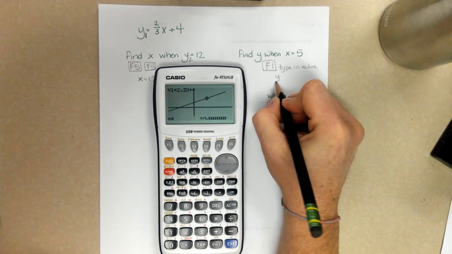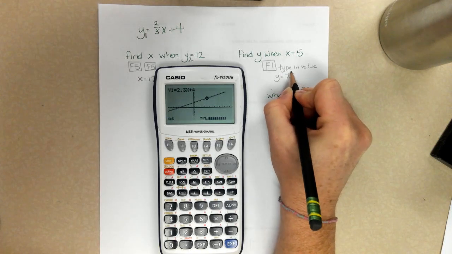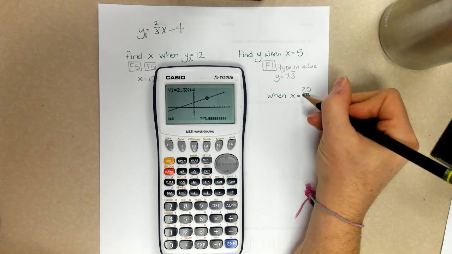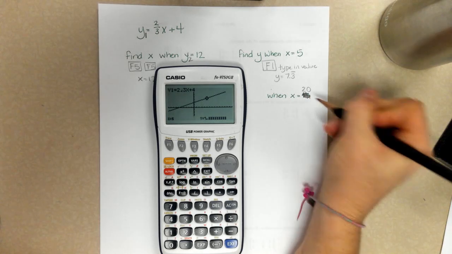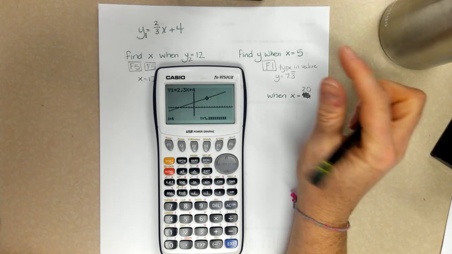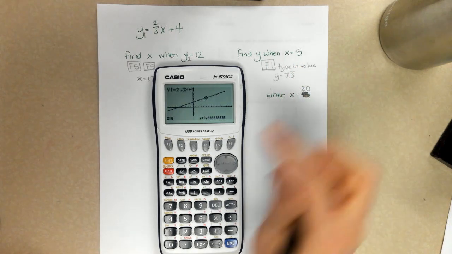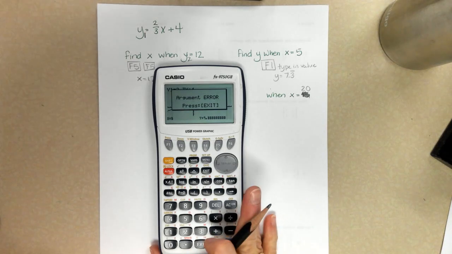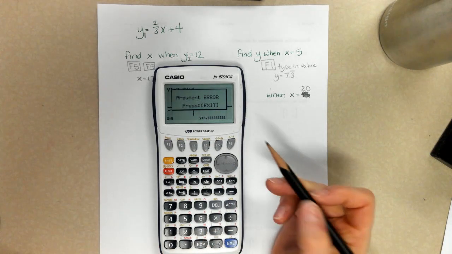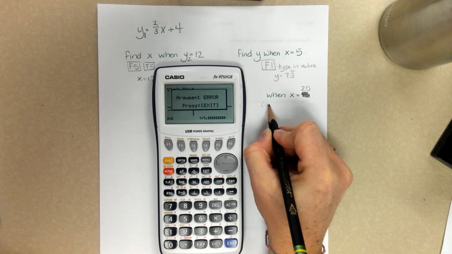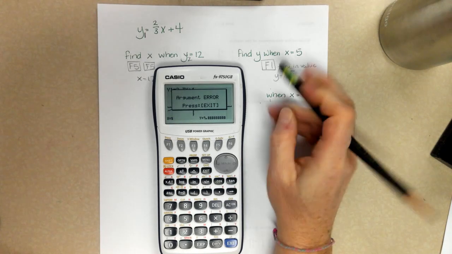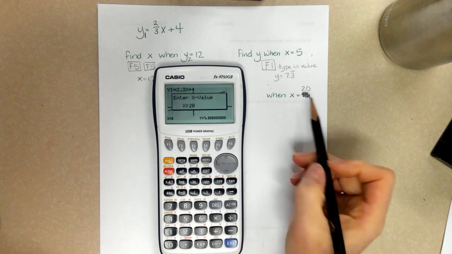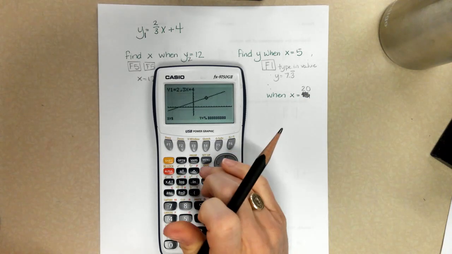Y equals 7.3 repeating. I changed this one. I needed it bigger to prove my point. What if it said 20? Remember, if you've already pressed trace, you can just change numbers. So I'm just going to type 20. Press EXE. Argument error. Say, what? I wasn't arguing with you. What argument error means is that it doesn't fit in the window. We are going to have to change the window again. X is 20. That doesn't fit in my window.